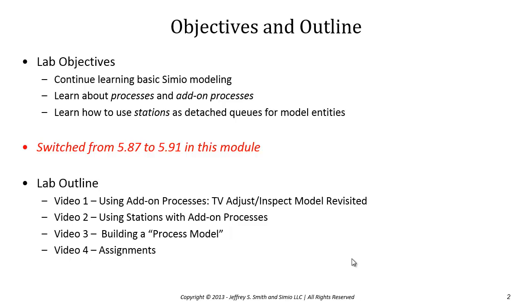In video 2, we will use stations with add-on processes, so we will look at this idea of a detached queue. Video 3 will build a model that doesn't use objects from the standard library. It uses only processes, except for one little small object, which we'll get to. And finally, in video 4, we talk about the assignments for this module.